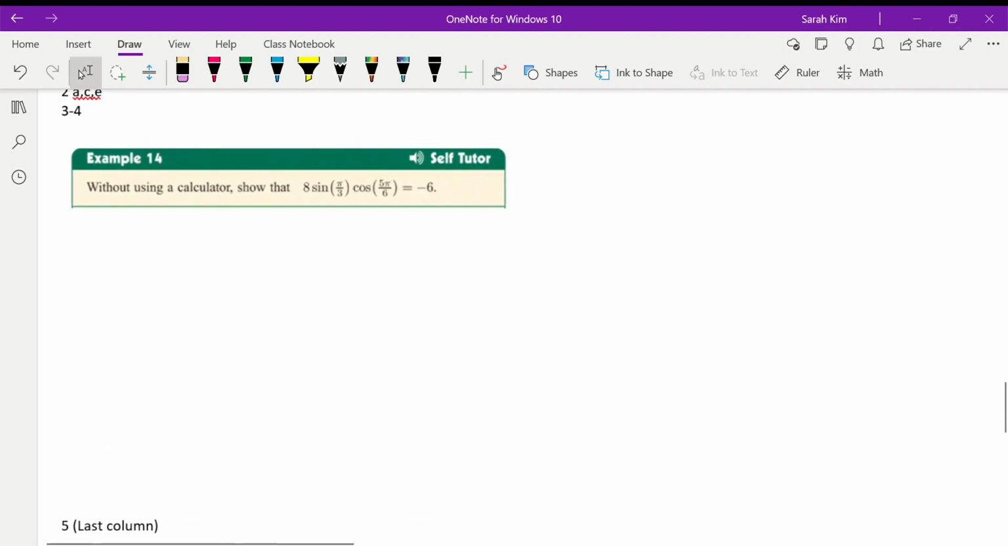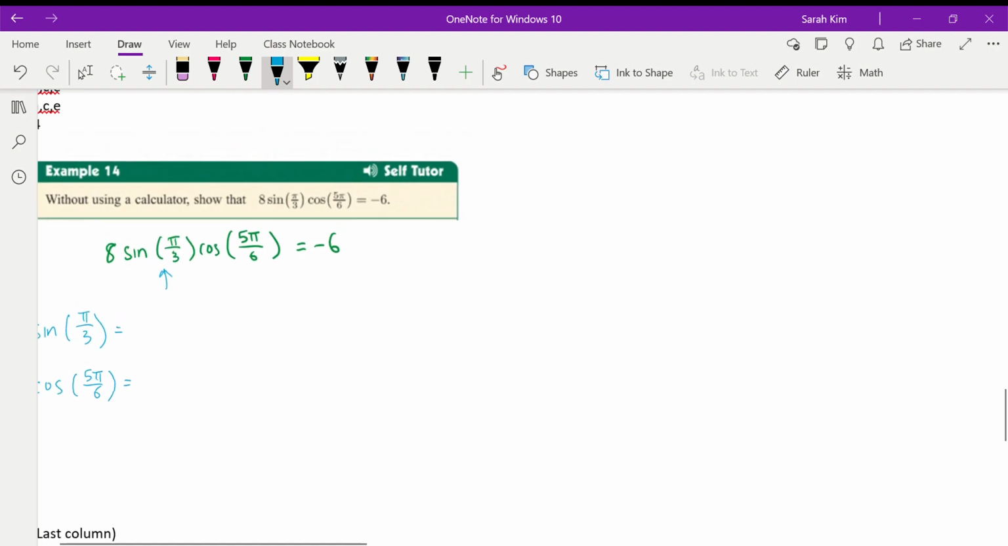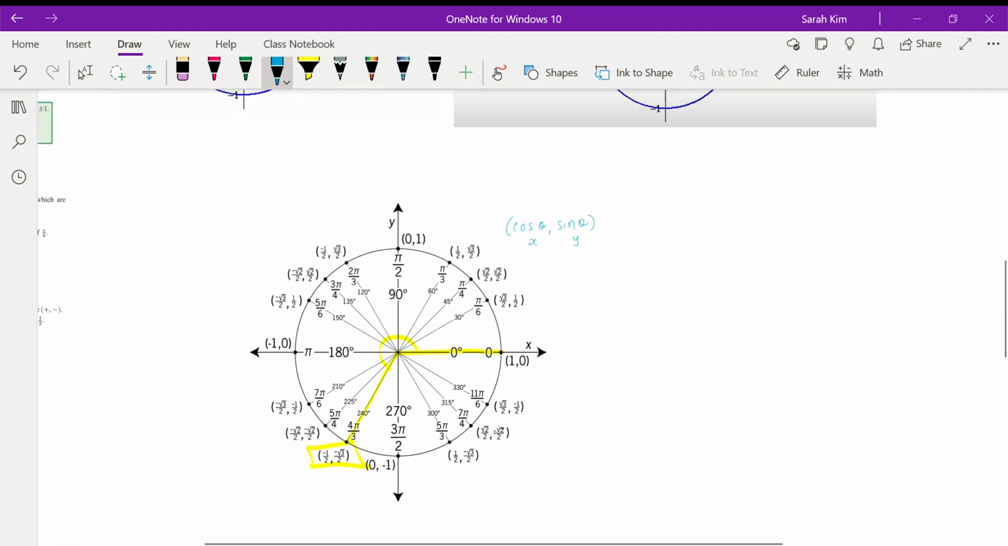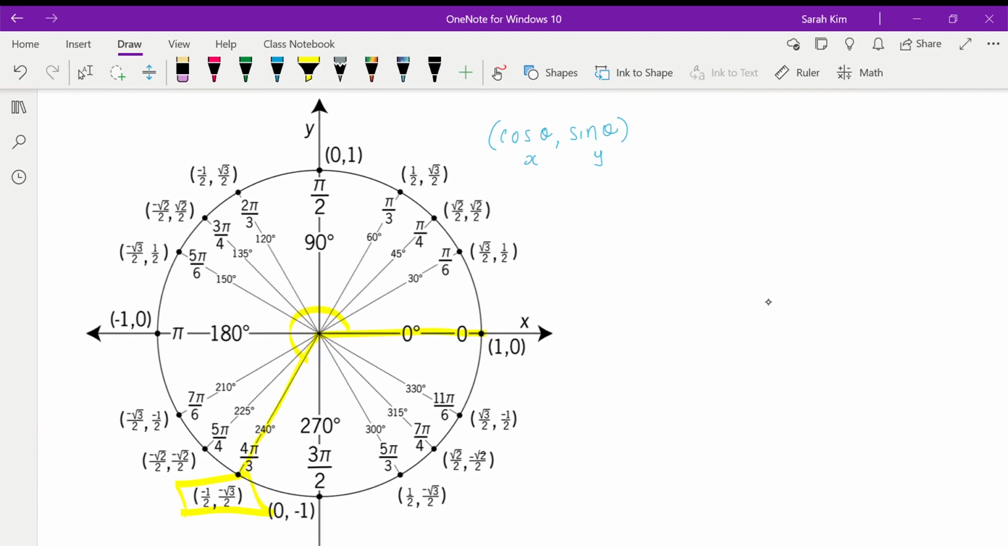Alright, so again, without using a calculator, we want to show that 8 sine pi over 3 cos 5 pi over 6 equals minus 6. First things first, I'm going to figure out what sine pi over 3 is, so I can substitute it in there. And then I'm going to find what cos 5 pi over 6 is. Okay, so let's do sine pi over 3 first. Let's go back to my unit circle. So pi over 3, I need to find that angle. I found it already. It should be pretty easy to spot.